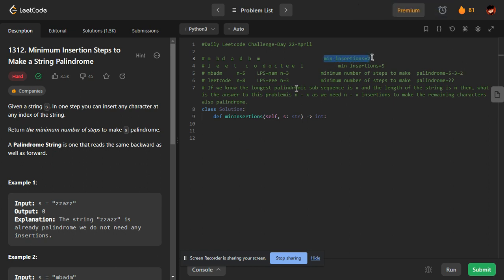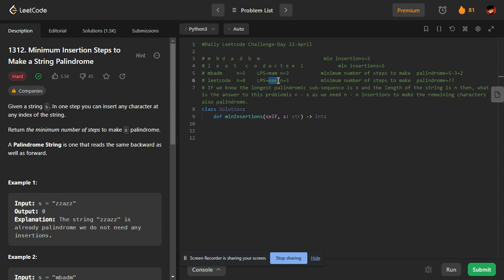Let us see if this logic works somewhere else. In the other example, n is 8. What is the longest palindromic subsequence here? You can clearly see triple E. These two E's and this other E also form the longest palindromic subsequence here.